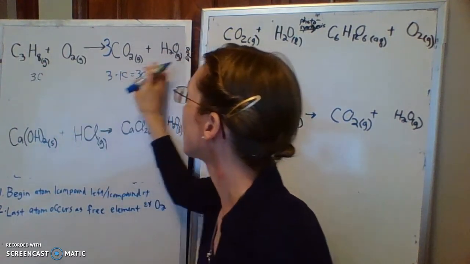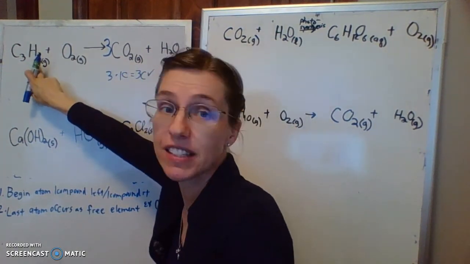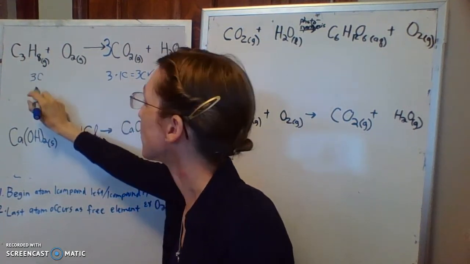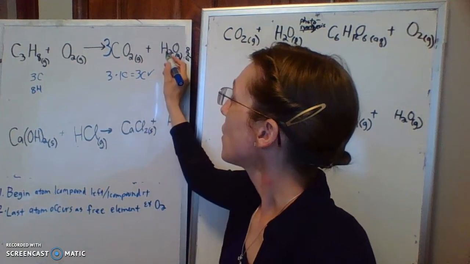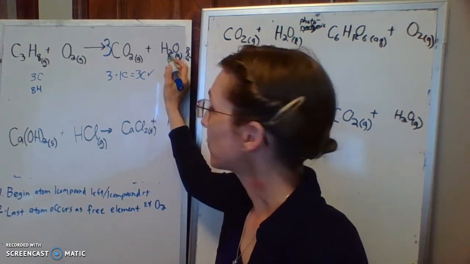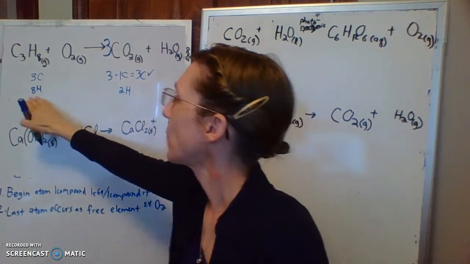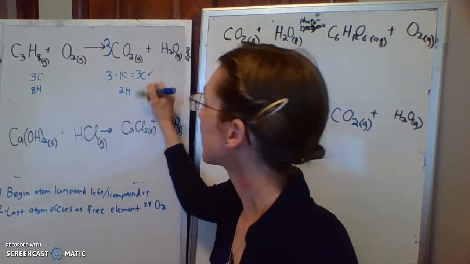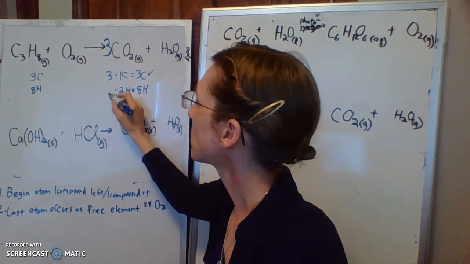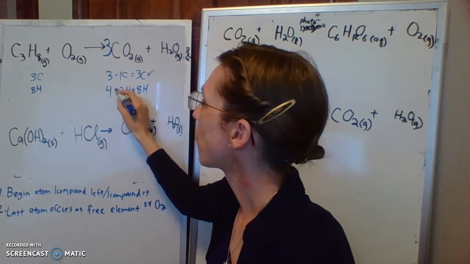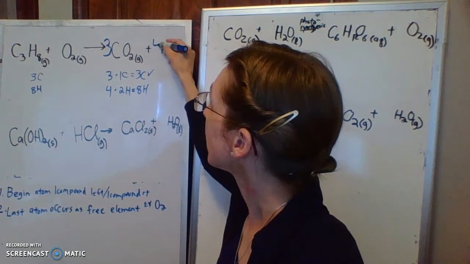Now let's go on to hydrogen. Hydrogen is in one compound over here. It's in one compound over here. So let's go ahead and balance that. This propane has 8 hydrogens with it. So 8 hydrogens. Water comes in sets of 2. So each water gives you 2 hydrogens. But we have to have equal numbers on both sides. So what we need is 8 hydrogens on this side, which means we have to multiply this by 4. We need 4 waters to get 8 hydrogens. That means our coefficient here is 4.